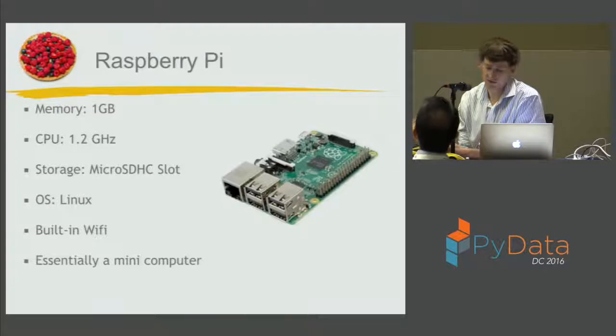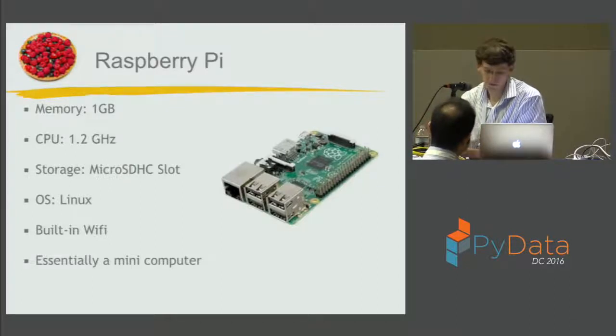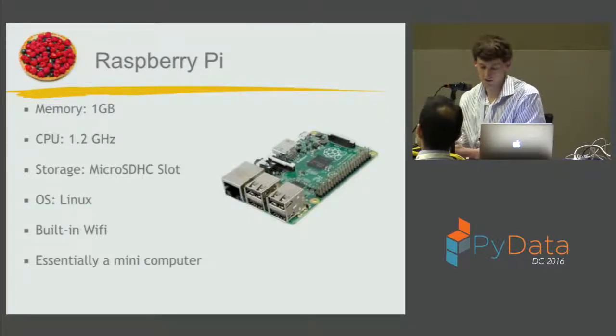It has a 1.2 gigahertz CPU processor. It has a micro SD storage slot, so I put a 64 gigabyte drive in mine. It runs Raspbian Pi Linux, which is, I'm not sure which distro it's closest to, but yes, it's Linux. It has built-in Wi-Fi, or at least the Raspberry Pi 3, the third generation, has built-in Wi-Fi, and it's essentially a mini computer.